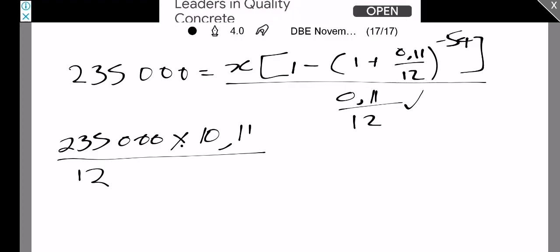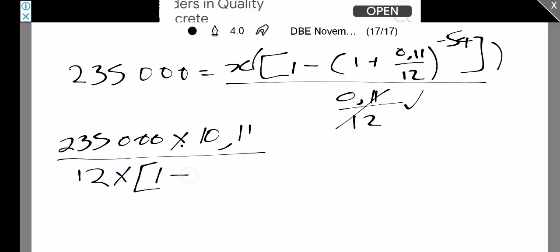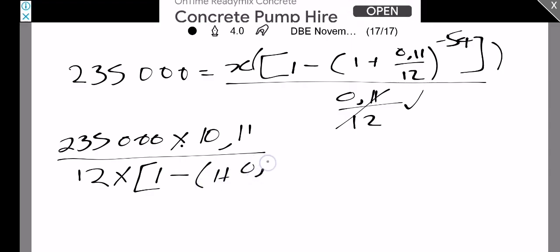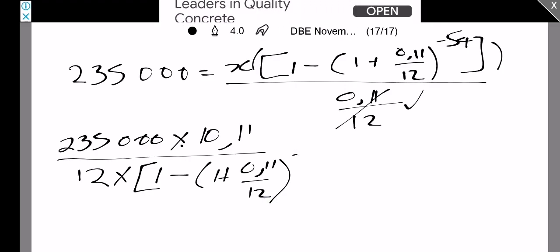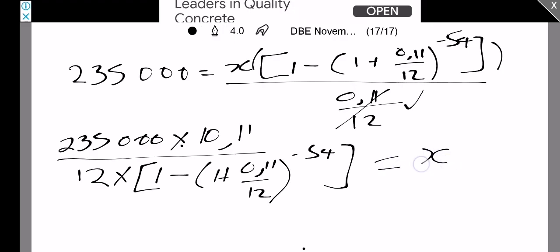Now we are going to cancel this out. We're going to be left with x and whatever is inside this bracket. While we are still on it, we are also going to divide by the whole of this, which means it goes to the denominator, so it's going to be 1 minus 1 plus 0.11 over 12 to the exponent negative 54. That is going to be equal to x.